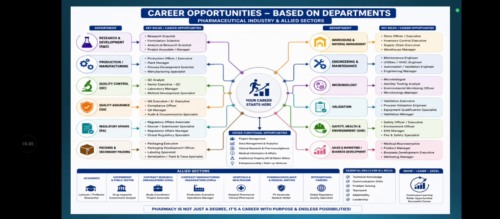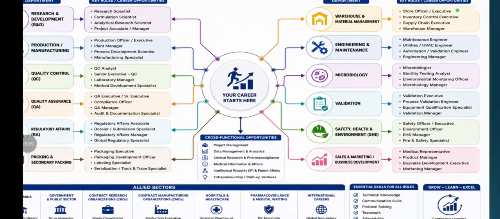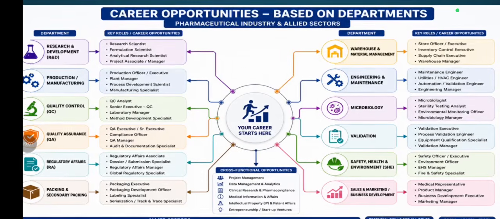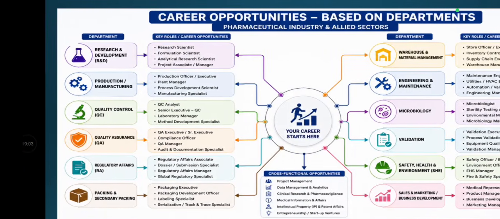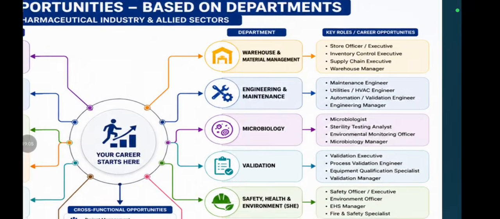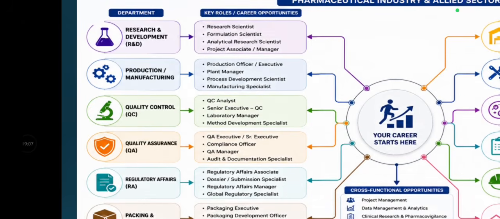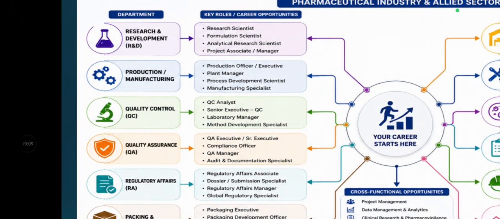So next is the career opportunities based on the department. See, B.Pharma students, M.Pharma students, diploma students, they have different opportunities in these departments. Accordingly, there are different career opportunities in a pharmaceutical industry, which are plant location based. It starts with departments like research and development, R&D, then production manufacturing, then quality control, quality assurance.